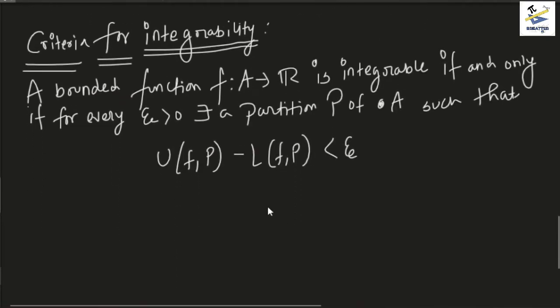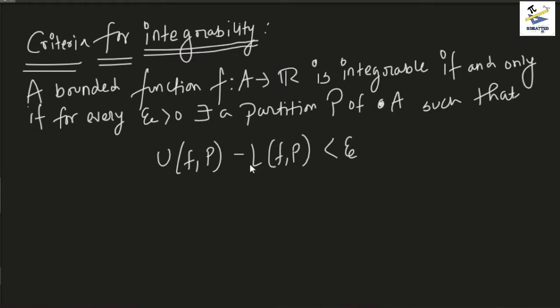Upper sum of f comma P minus lower sum of f comma P less than epsilon. So let me just restate it again. A bounded function f from A to R, of course where A is a subset of R to the power n, is integrable if and only if for every epsilon greater than 0 there exists a partition P of A such that the upper sum minus the lower sum is less than epsilon.